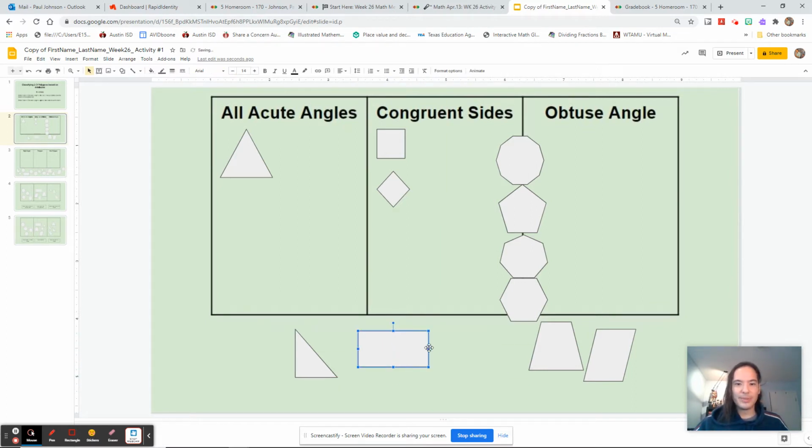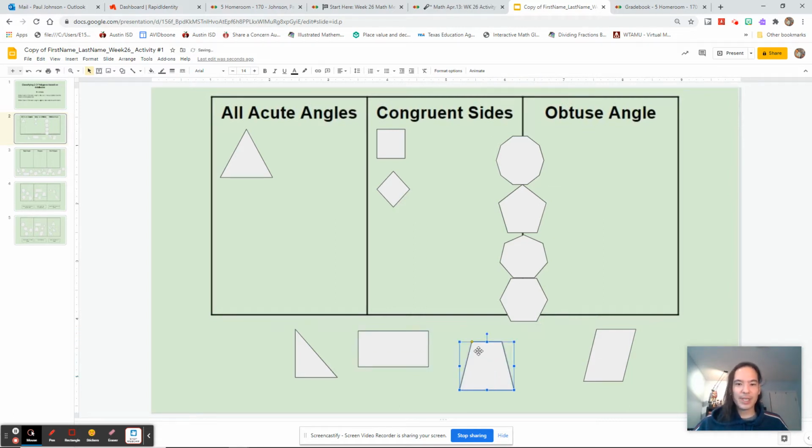This rectangle, these sides are congruent, and these sides are congruent, but they're not all congruent. And we have four 90-degree angles, so it can't go in acute and it can't go in obtuse. All right. So this rectangle has to hang out over here too. All right, let's take a look at this one.